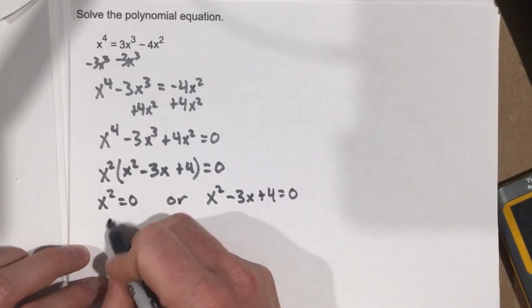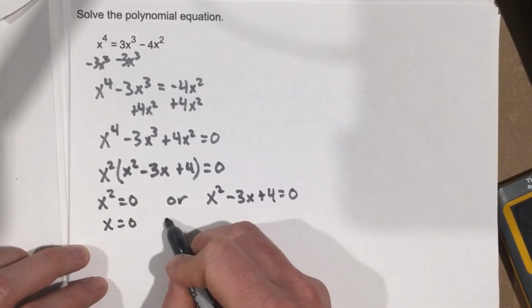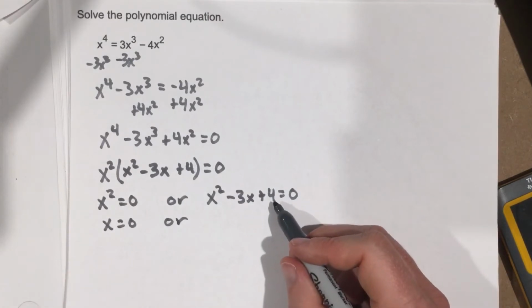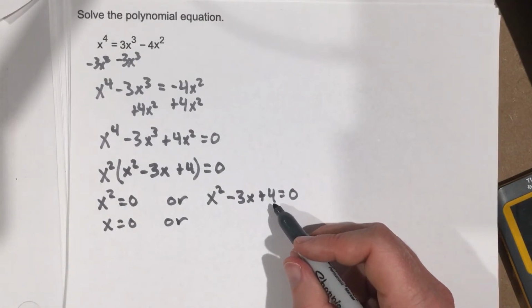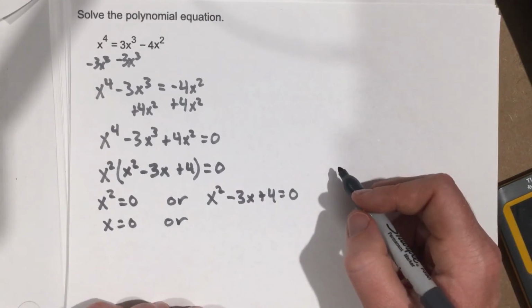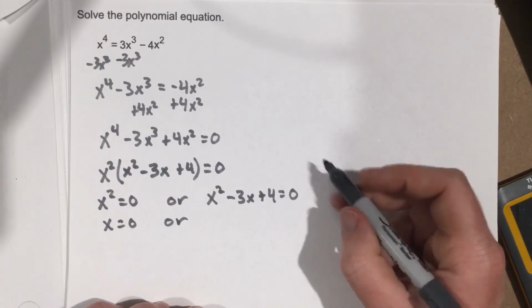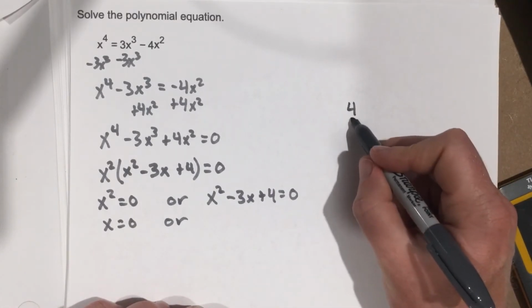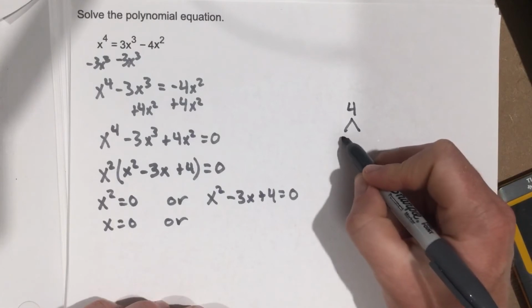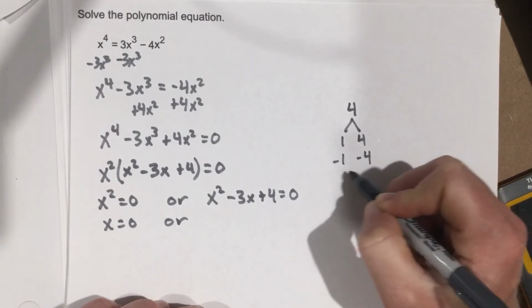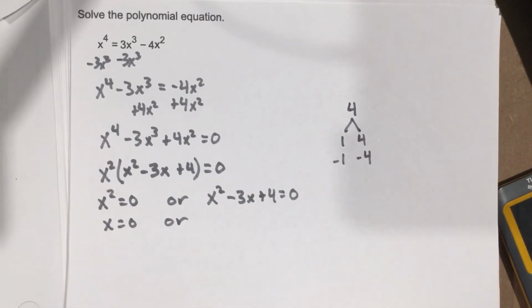Square root each side, I get x equals 0, or let's see, the factors of 4 are 1 and 4, negative 1 and negative 4. I'm not going to be able to factor this. I actually have to use the quadratic formula here.